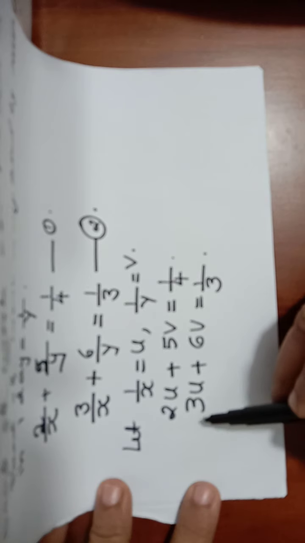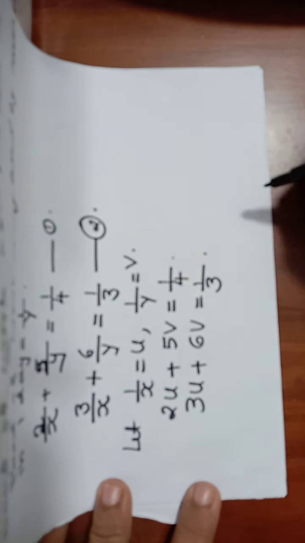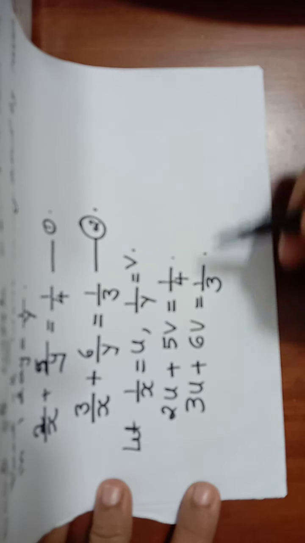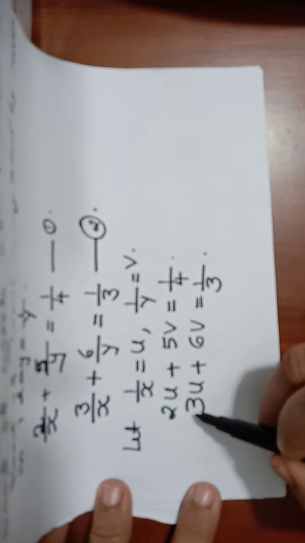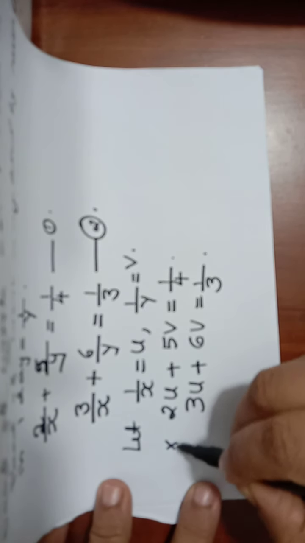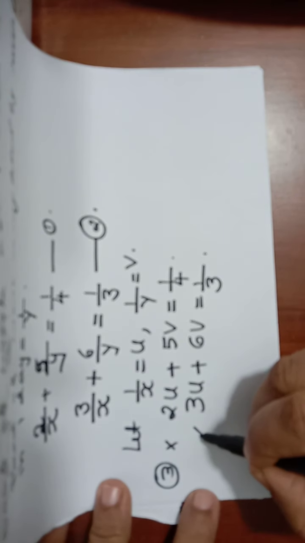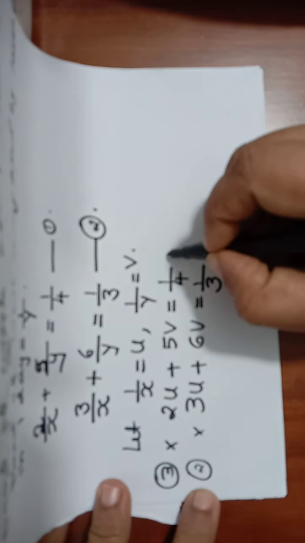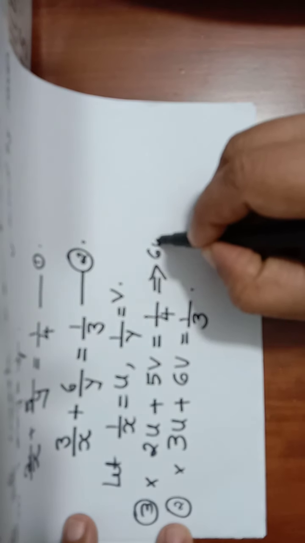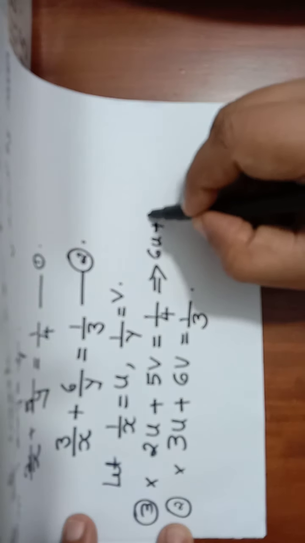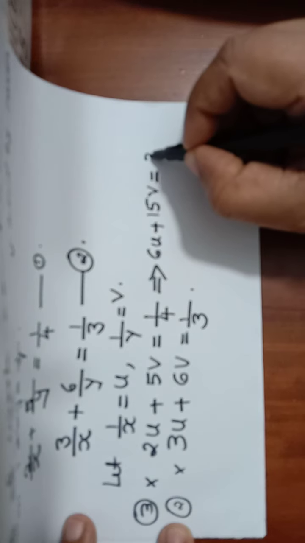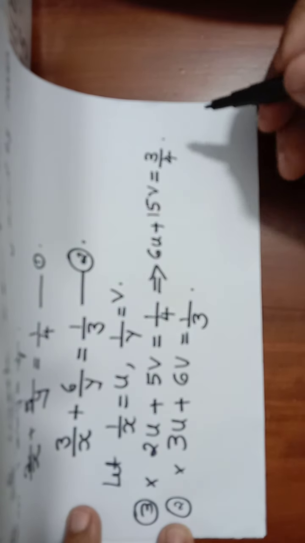So here it is. This equation can be cross multiplied, or the elimination method can be done. This equation throughout we will multiply by 3 and this by 2. It will be rewritten here itself. So what do we get? 3 2s are 6u plus 3 into 5 is 15v equal to 3 into 1 by 4. It is 3 by 4 we are getting.